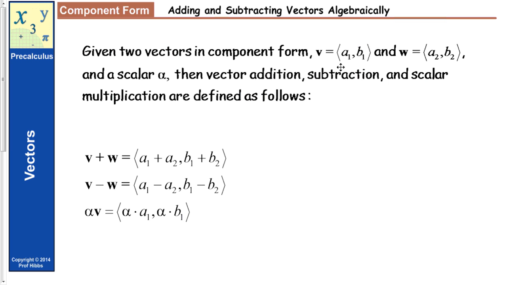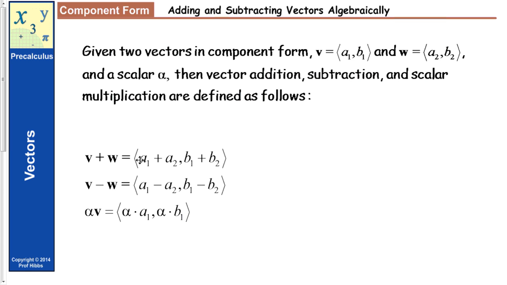So we're starting out with a couple of vectors, v and w, and vector v in component form has a first component of a sub 1 and a second component of b sub 1, and vector w in component form has a first component of a sub 2 and a second component of b sub 2. And let's assume we've got a scalar alpha. A scalar, remember, is just a real number. So we're going to see below how we deal with vector addition, subtraction, and scalar multiplication.